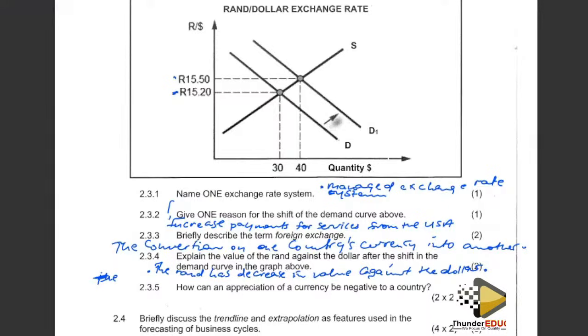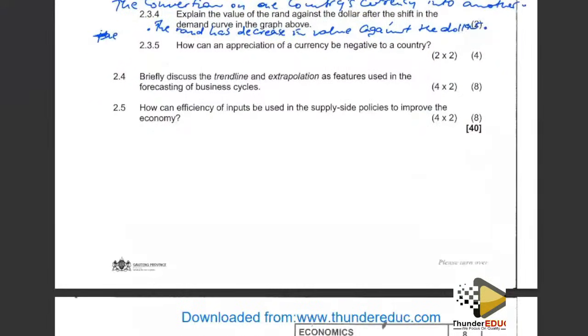Because now if we used to buy $1 with 15 rand 20 cents, then now after the shift, we are forced to buy it with 15.50. It means that now the rand is weak. We need more rand to buy $1. That's what it means. Okay, right, grade 12s. So now let's move on to the next question.